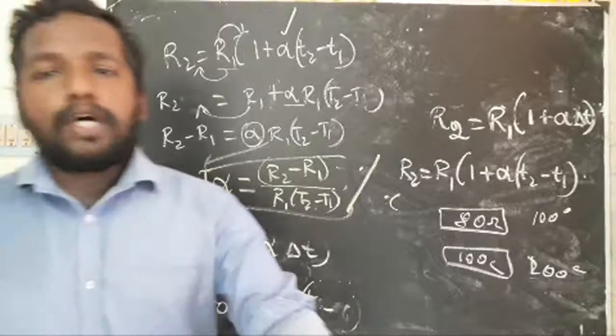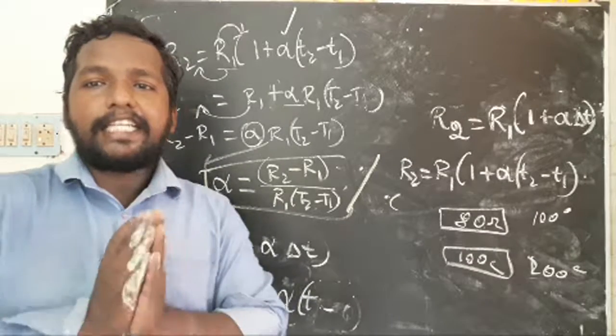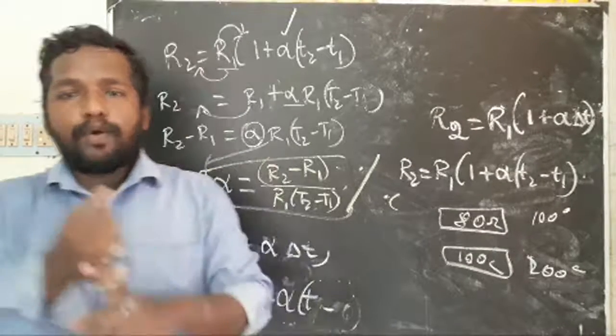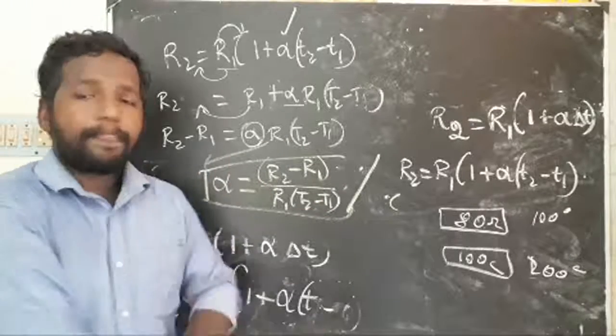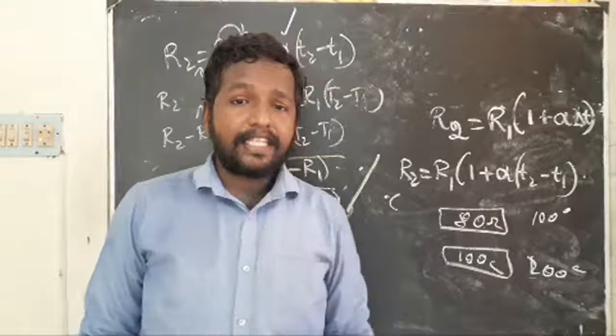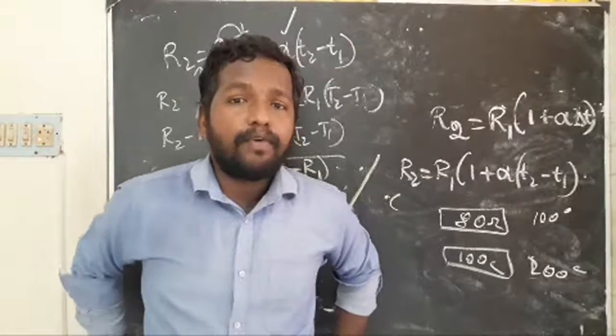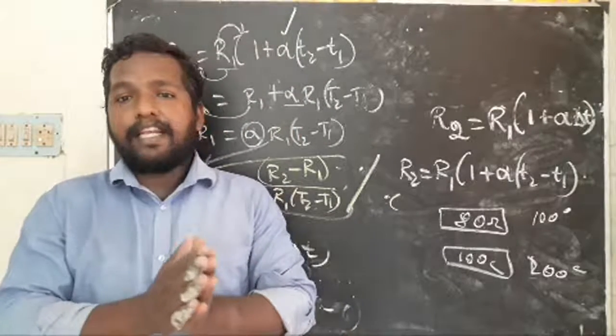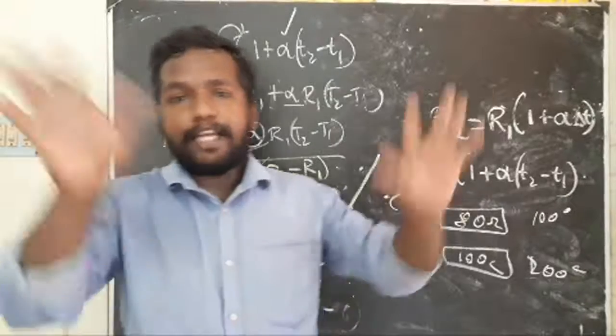So today we learned three concepts in current electricity. One is the color code, another is how the factors affect the resistance, and also the vector form of Ohm's law. These are the three concepts we learned. Thank you. Bye bye.